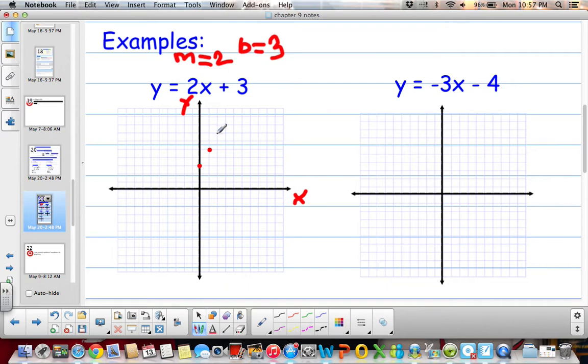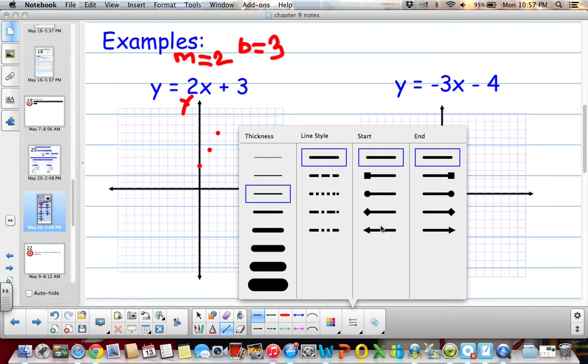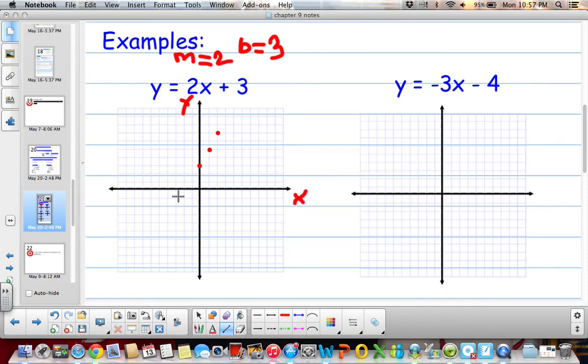Up 2 over 1. Okay? We only need to make one other point because you only need 2 points on a line to make a line. But I just want to show you that you could keep going. Okay? And then our line is going to be going through those points. And I started it off a little bit. But your line would be going through those points.